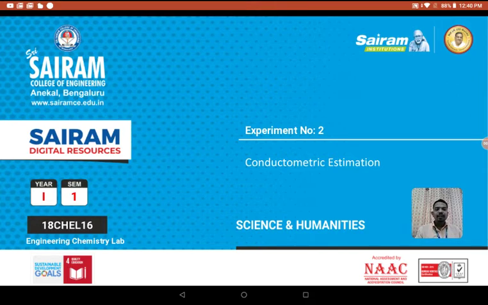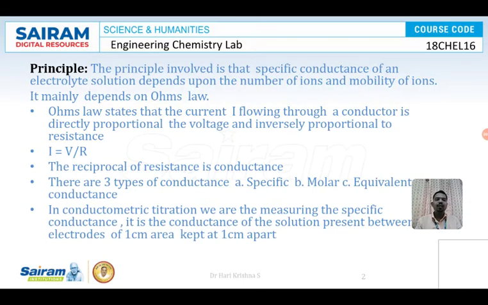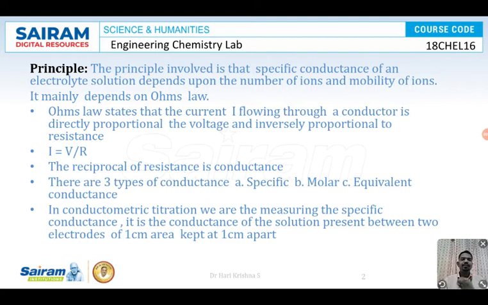So what is the principle behind this? How does this work? Let us see one by one. The main principle behind this conductometric estimation is Ohm's law. So what does Ohm's law state? Ohm's law states that the current I flowing through a conductor is directly proportional to voltage and inversely proportional to the resistance. That is, I is equal to V by R.